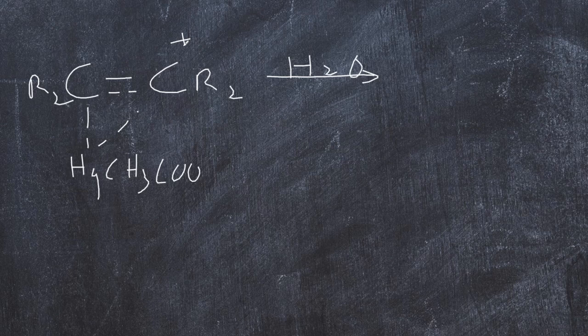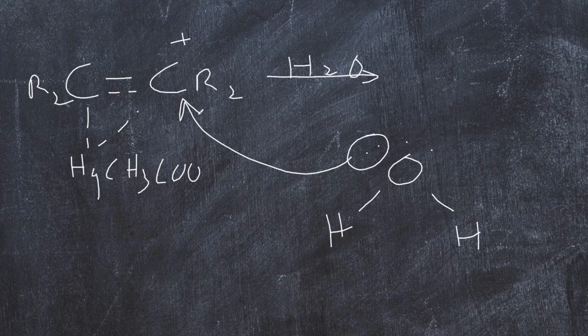Now we all know that water is a Lewis base, and Lewis bases are electron pair donors. We all know the structure of water to be something like this, and it has 4 lone pairs of electrons. So 2 of these lone pairs are what's going to pair with this carbocation and form a bond with it.